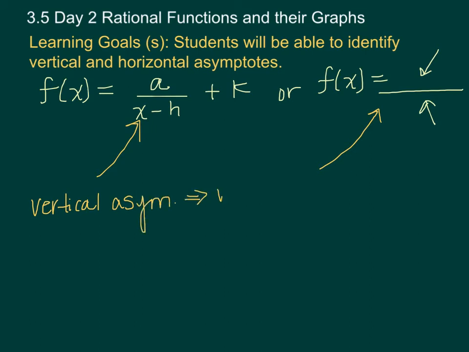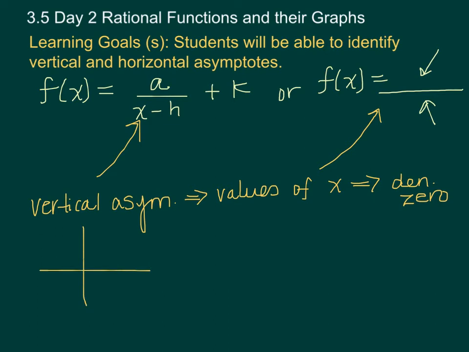So it's values of x that make the denominator 0. We've done those before. And on the graph, your graph can't touch the vertical asymptote. It can get really close to it, but it can't touch it.